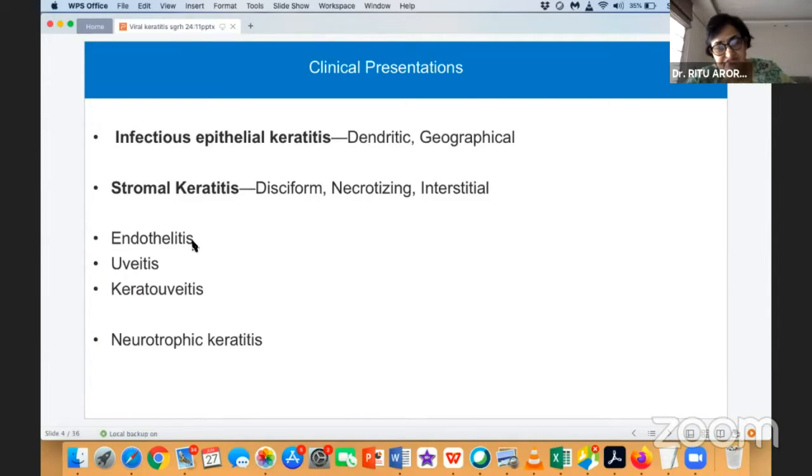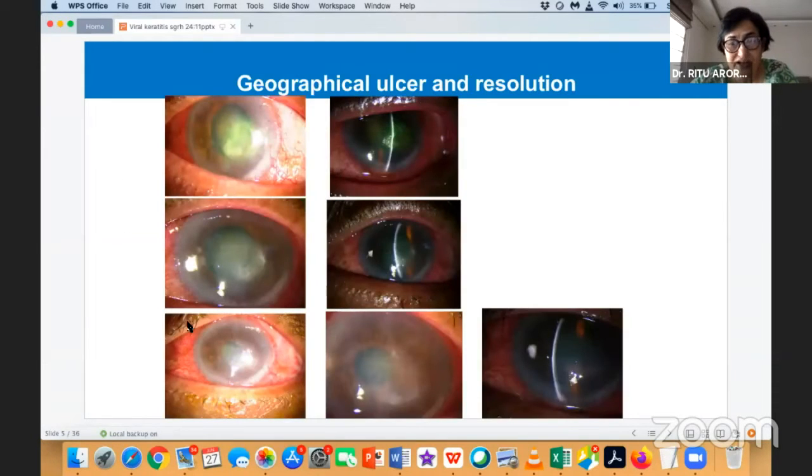Then endothelitis, which may be associated with deep stromal keratitis. And it's not uncommon to see only uveitis or keratouveitis and neurotrophic keratitis. Once we know what form of keratitis we are dealing with, the treatment becomes easier. Because when it is epithelial keratitis, we don't use steroids, and when it is stromal keratitis, the benchmark is steroids.